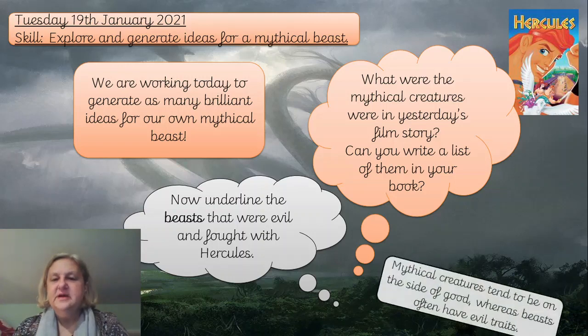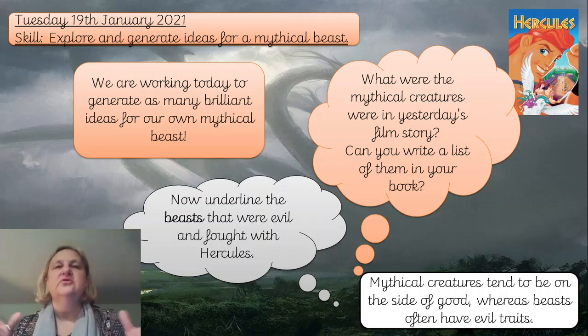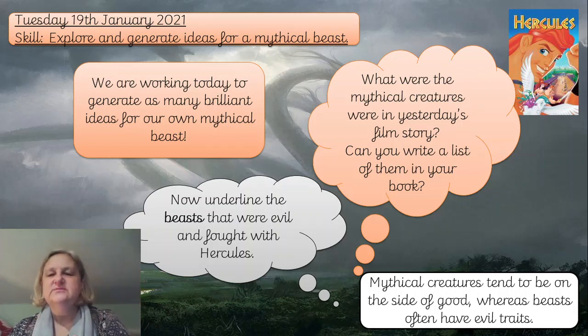Okay. So mythical creatures tend to be on the side of good, whereas when we say mythical beasts, they often have evil. So when we talk about a creature, it's just a general creature. It can be good or bad. It doesn't matter. Just a small living thing that's not a human. And mythical just means based in myth, so not based on fact. So really a story creature, and coming out of history as well, whereas beasts have evil traits, and then they're really nasty creatures.